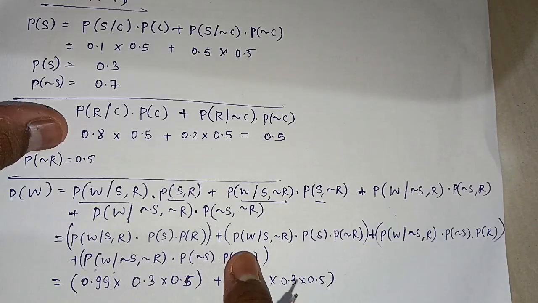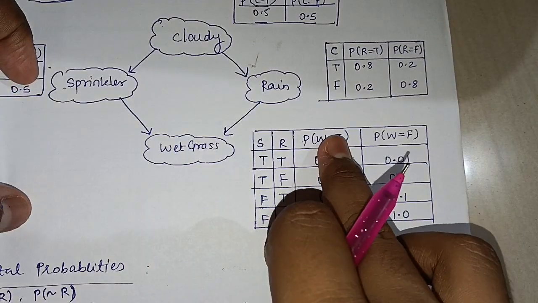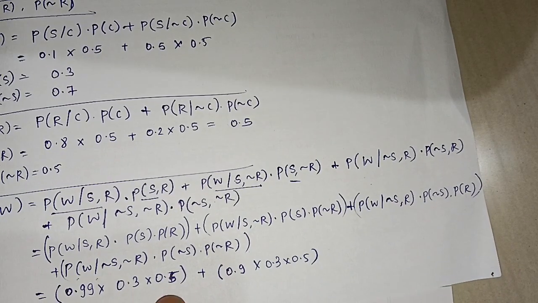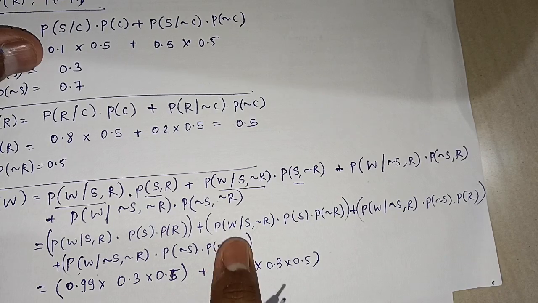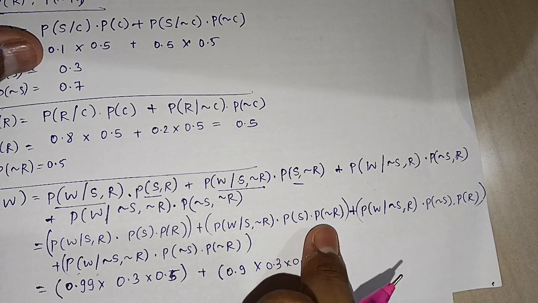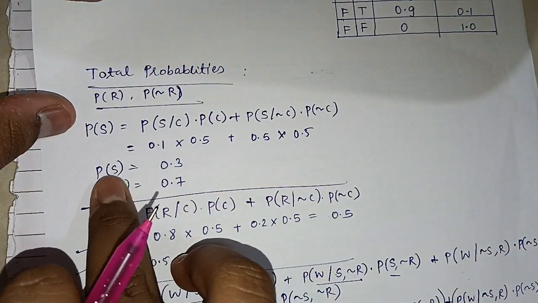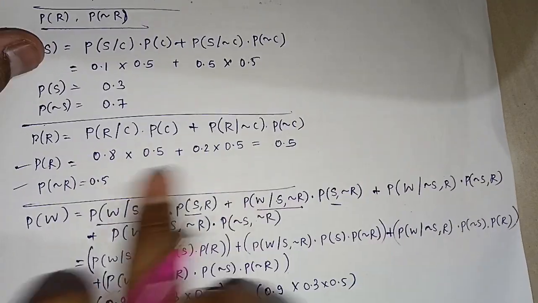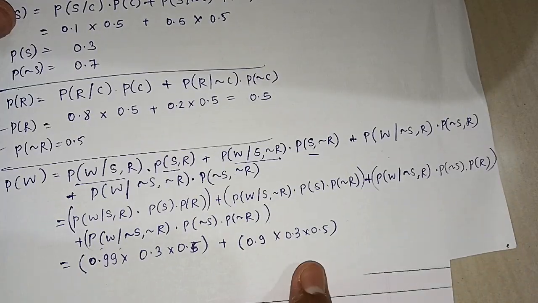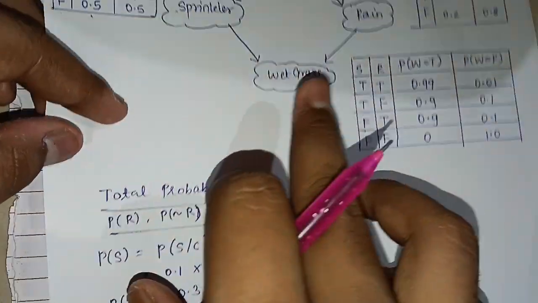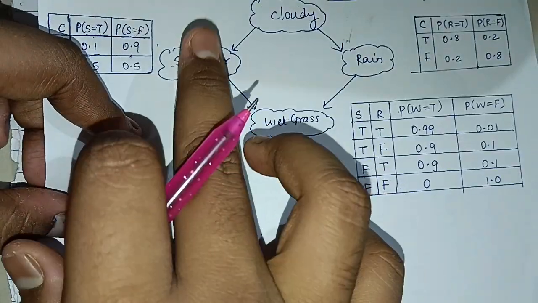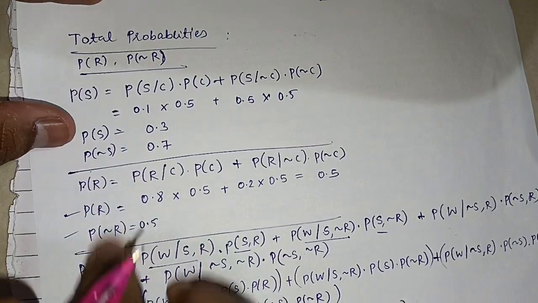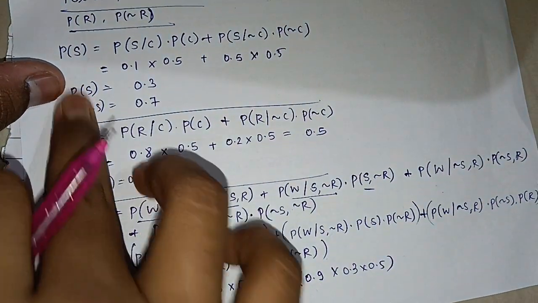Now see, W given S is true, R is false. W is true, S is true, R is false, which is 0.9, I have taken 0.9 here. And what is this? P of S and P of negation R. P of S is 0.3, I have taken 0.3. P of negation R is 0.5, I have taken 0.5 here. Since wet grass is dependent on sprinkler and rain, that's why we are using these values also. That's why I found these values first.